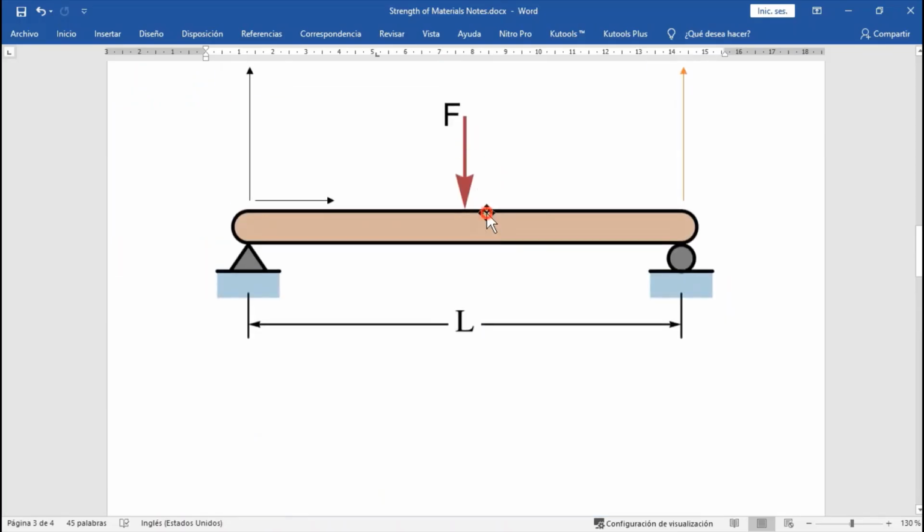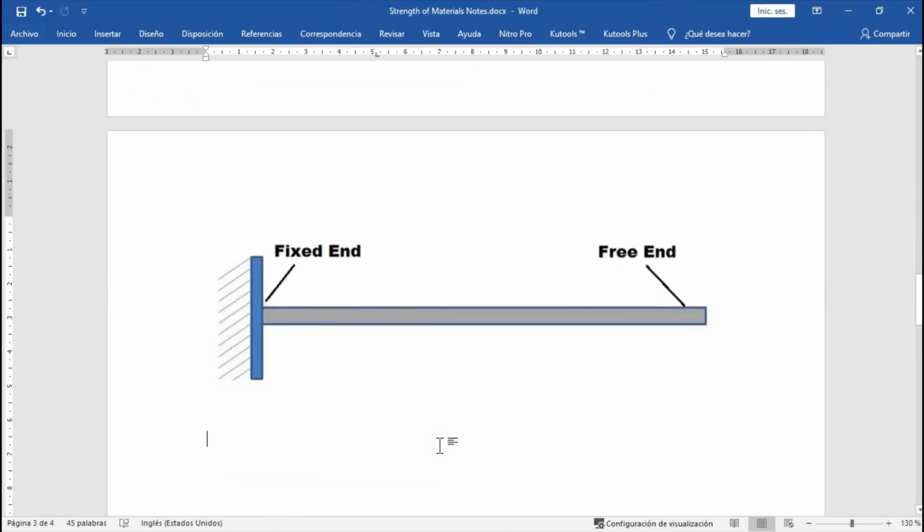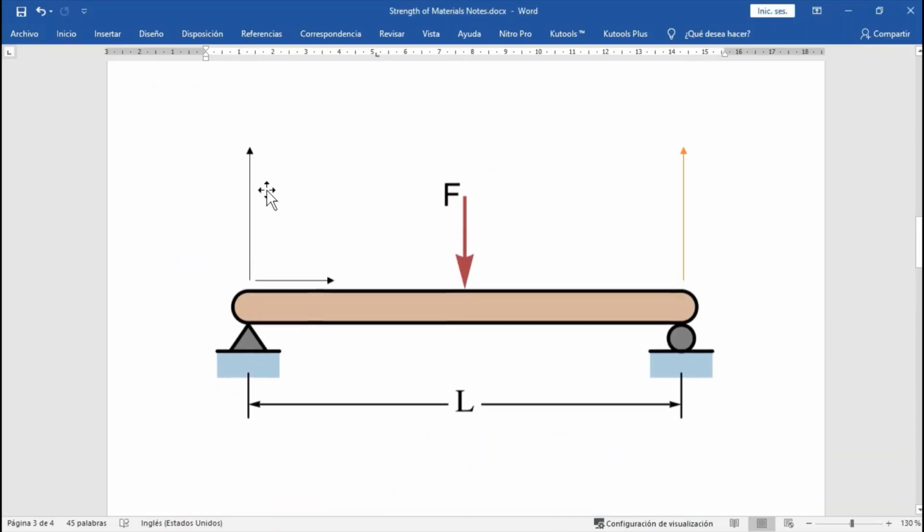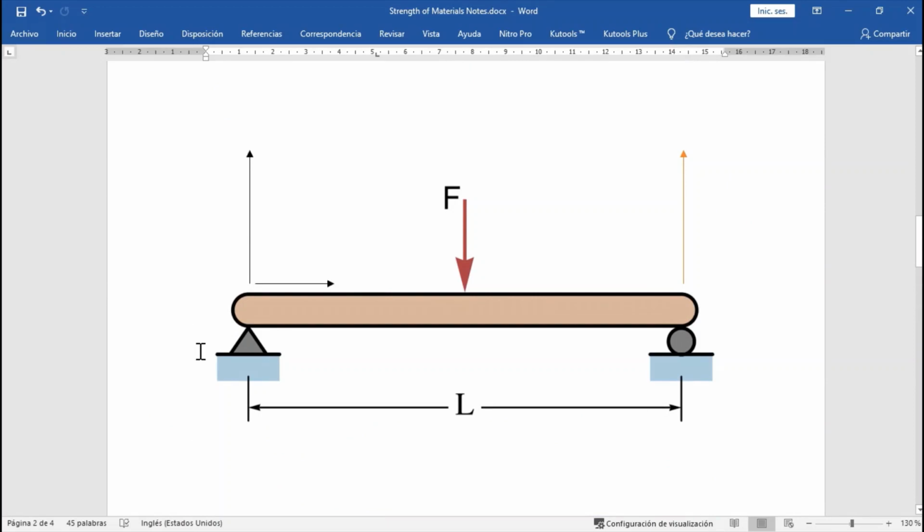Now, for these two types, there is a common situation, and it's because they are statically determinable. That means that we can calculate the reactions. Precisely, reactions are these internal forces of the supports. For example, we have a vertical and a horizontal one here and a vertical one here. We can calculate this using Newton's laws of motion, or maybe using an analysis of torques. We can calculate these reactions.